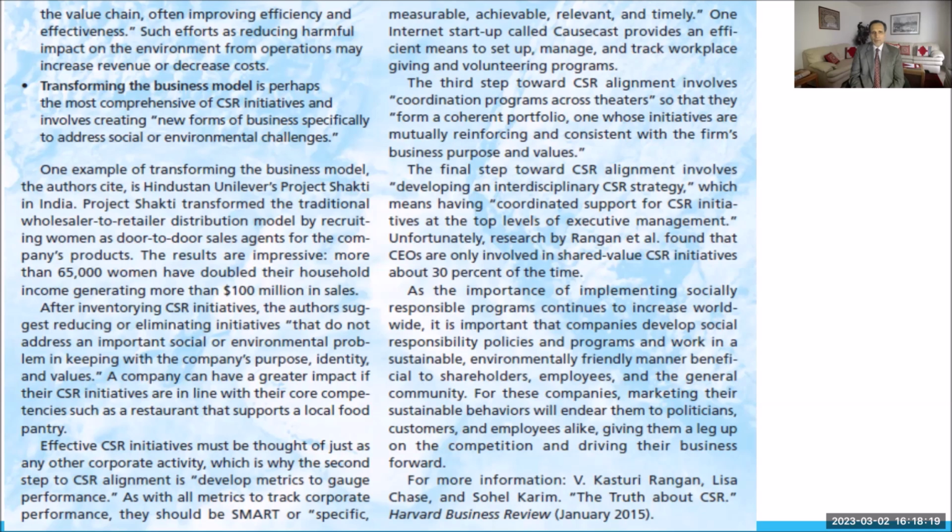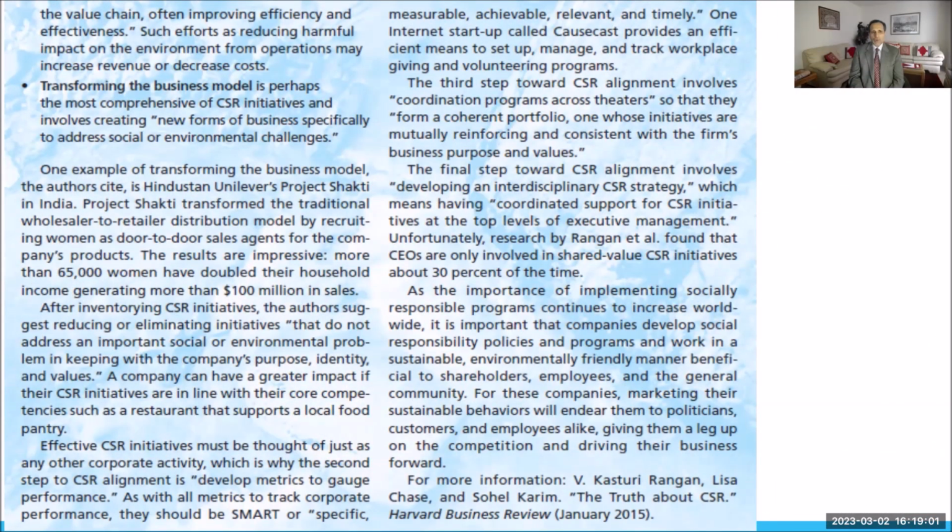One example of transforming the business model, the authors cite, is Hindustan Unilever's Project Shakti in India. So Project Shakti transformed the traditional wholesaler to retailer distribution model by recruiting women as door-to-door sales agents for the company's products. The results are very, very impressive: more than 65,000 women have doubled their household income, generating more than $100 million in sales.